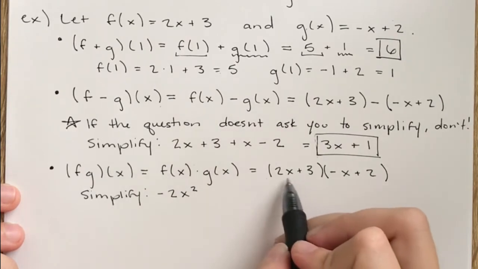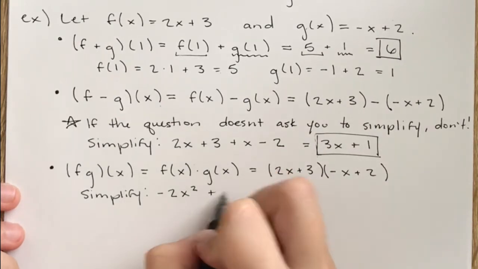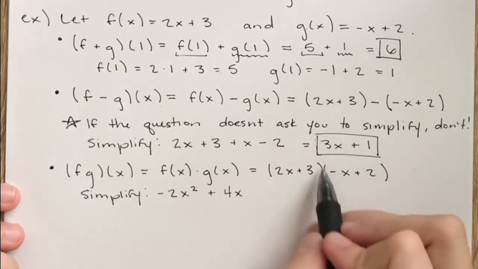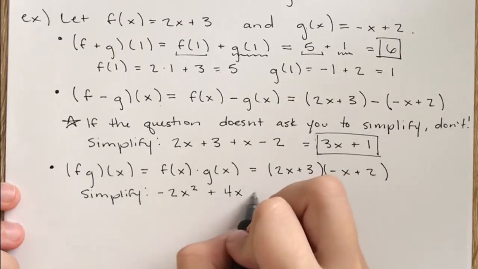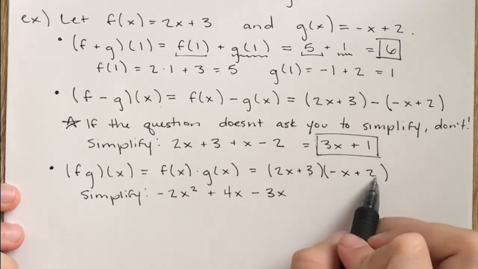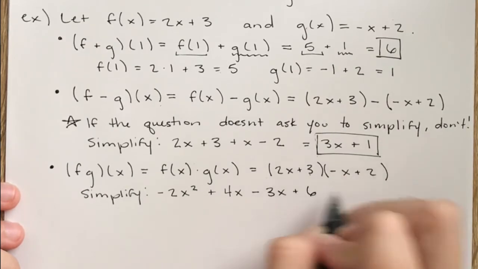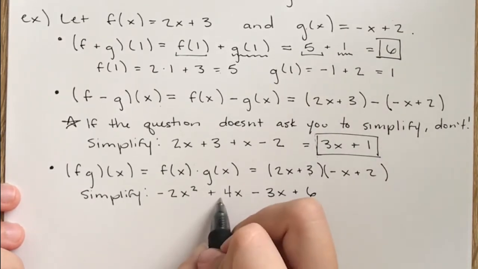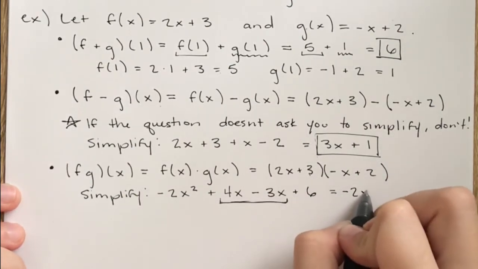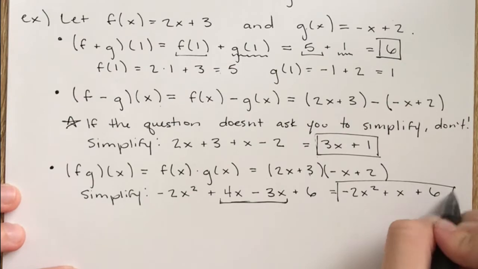The O in FOIL stands for outside, so we multiply the outside terms. We have 2x times positive 2, also known as 4x. The I in FOIL is inside, so we multiply 3 times negative x, we get minus 3x. And then the L in FOIL is for last. We multiply 3 by 2, we get 6. We can simplify this by combining these, so we end up with negative 2x squared plus x plus 6. This is the answer.